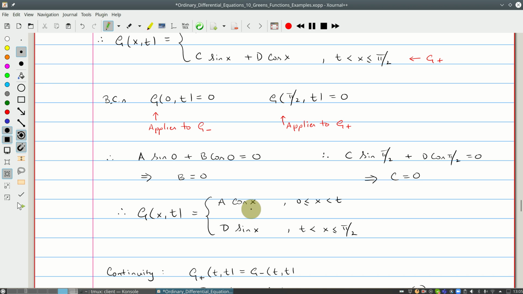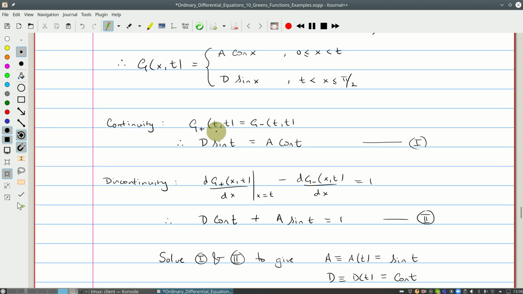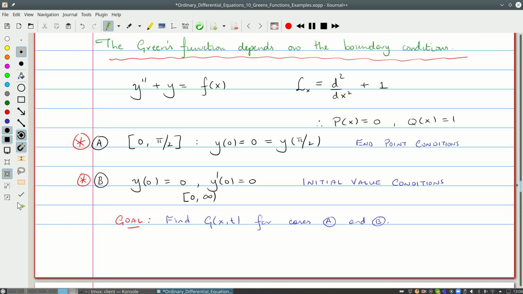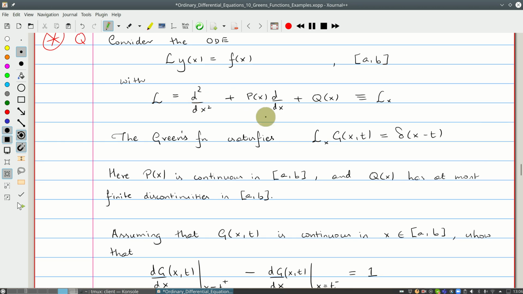So our Green's function is now greatly simplified. It's now a times cosine of x on the left hand side and d times sine of x on the right hand side. Then we apply the continuity condition, g plus when x is t is equal to g minus when x is t for any value of t, and that gives us d sine t is equal to a cosine t, condition 1. Then the discontinuity condition. This is the new form which I've asked you to prove above. We're using this form because our differential equation is of this form.